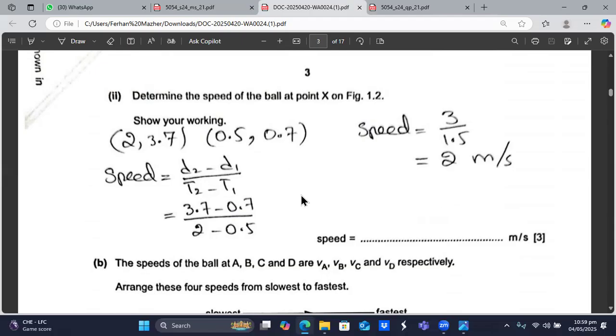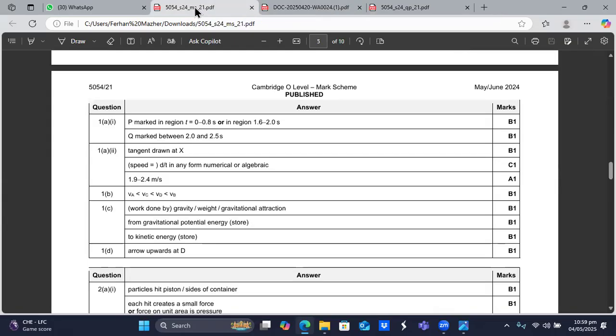Here it will be d2 minus d1 divided by t2 minus t1. 3.7 minus 0.7 divided by 2 minus 0.5. So it will be 3 divided by 1.5, and that is 2 meters per second. So the speed at the point X is 2 meters per second.